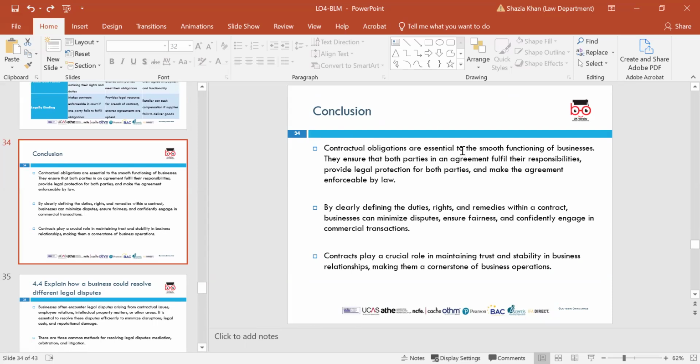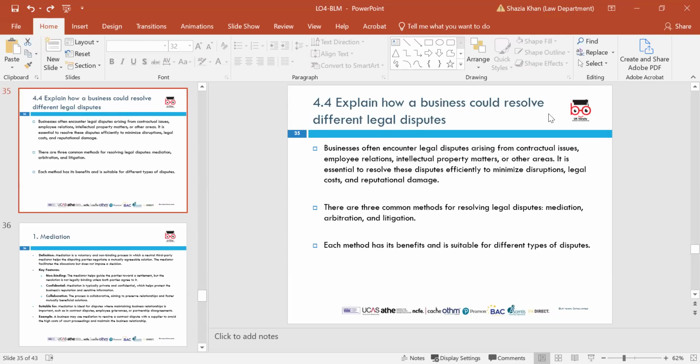Conclusion: contractual obligations are essential to the smooth functioning of a business. They ensure both parties in an agreement fulfill their responsibilities by providing legal protection for both parties, and it defines their duties, rights and remedies. Contracts play a crucial part in maintaining trust and stability and are the cornerstone of any business.